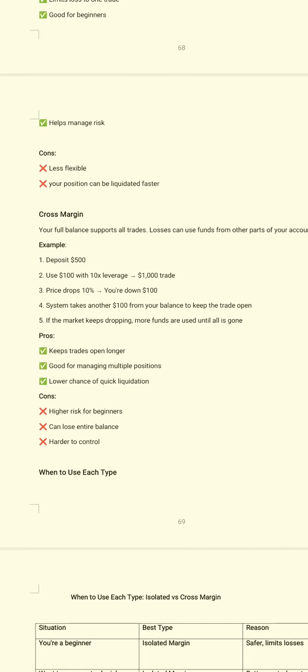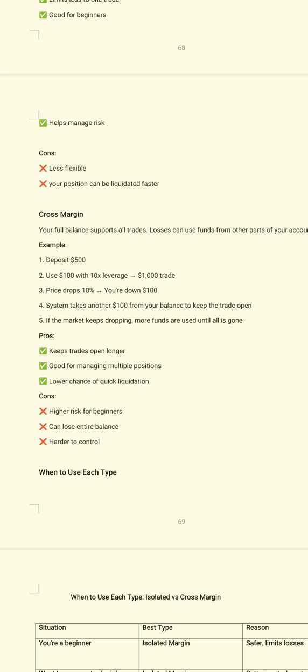Then let's check cross margin. What is cross margin? Cross margin supports all trades. Losses can use funds from other parts of your trade, meaning cross trade. When you are using $100 to trade from your $500, let's take it as an example, and you are using 10x leverage, that means that your $100 that you take from your $500 is now turned to 1,000.